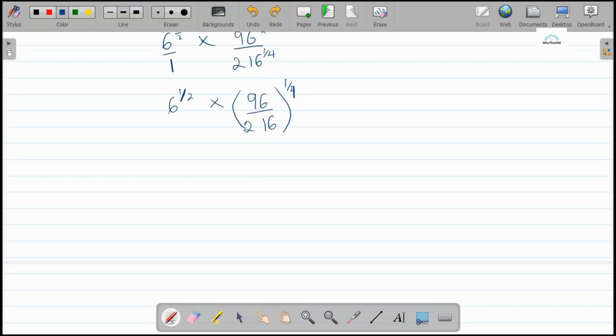Continuing this, we are going to find the value of 96 divided by 216. We are looking for a common factor, so I think 24 is a common factor. So 96 divided by 24 is 4, and 216 divided by 24 is 9. So all of this to the power 1 out of 4.